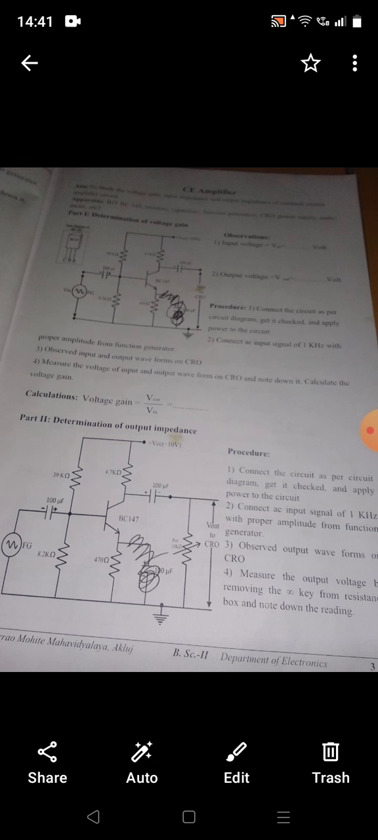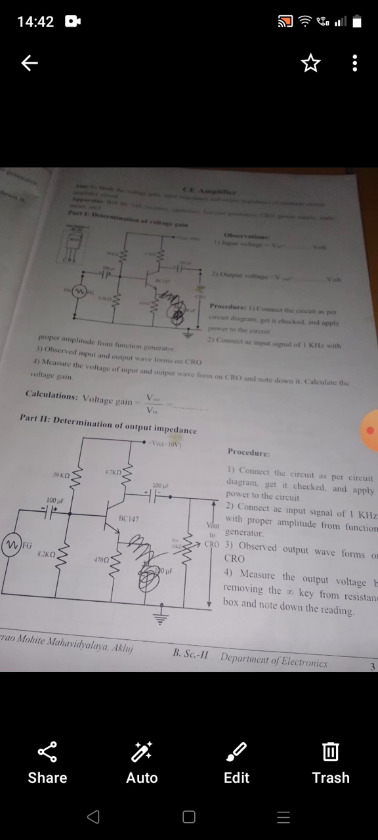Part first, observations. The input voltage, we give the input voltage at the FG. Then the output voltage is read on the CRO. This is the output at the collector. Then the calculation: voltage gain equals Vout upon Vin.